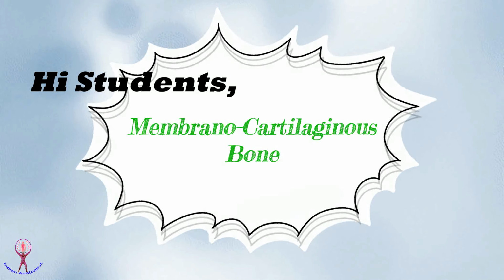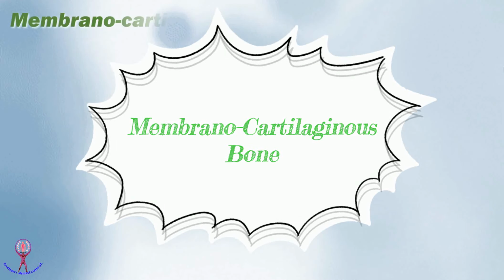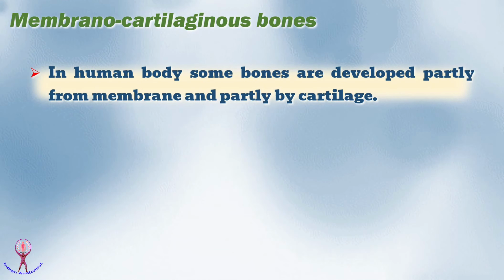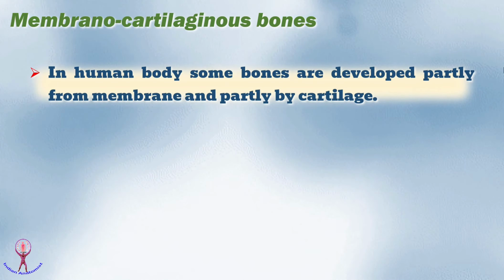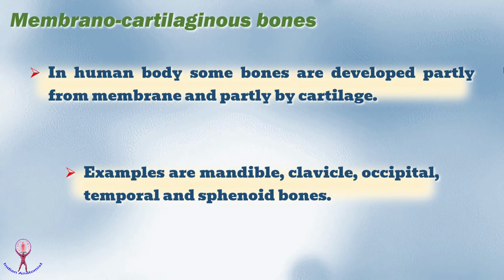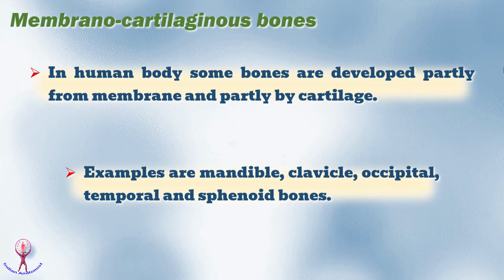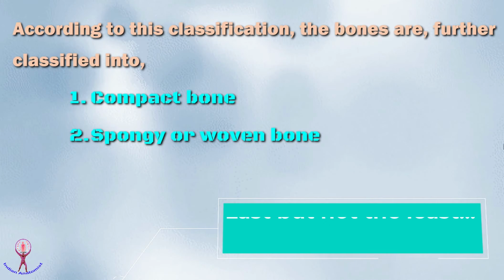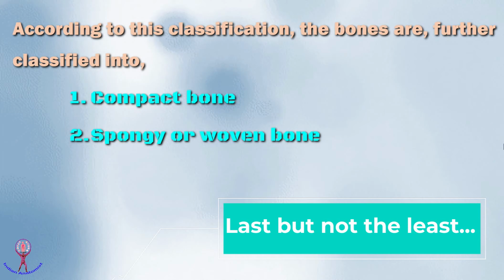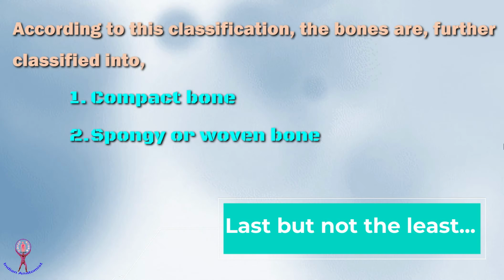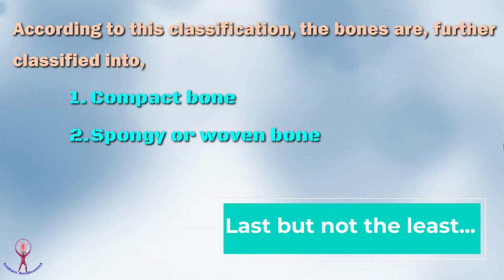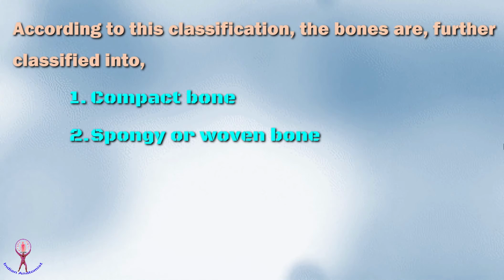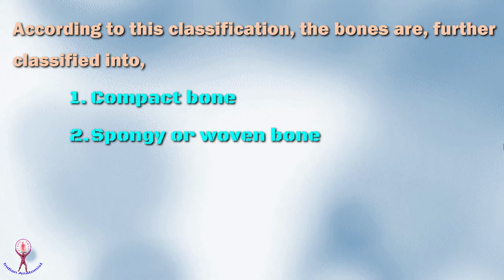Any idea about membrano-cartilaginous bone? In the human body, some bones are developed partly from membrane and partly from cartilage. Examples are mandible, clavicle, occipital bone, temporal bone, and sphenoid bone. Now coming to the last classification, in this, the bones are classified according to their structure. They are classified further into 1. Compact bone, and 2. Spongy or woven bone.